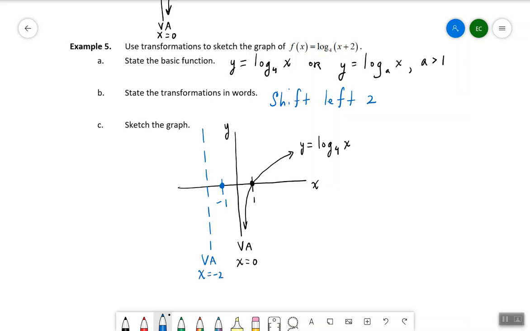And then we can just go ahead and draw the curve through the point at negative 1, 0 and approaching the vertical asymptote, and try to make it look as much like the first curve as possible. Okay, and then there's our graph. We'll just label it f of x, and we're done.